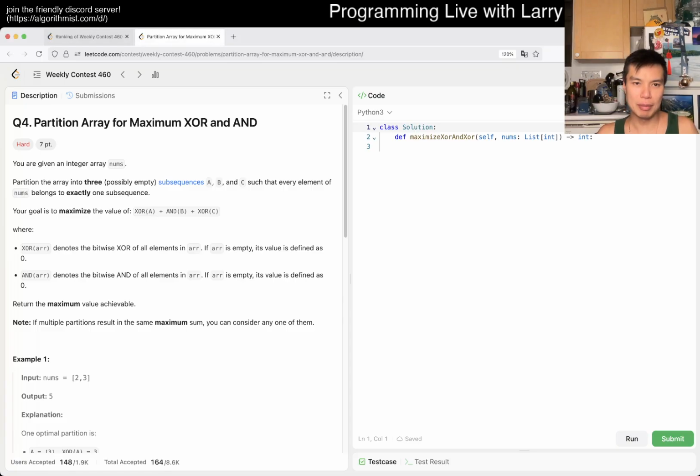Partition array for maximum XOR and AND. Okay. I guess not many people got this one, but all right, let's take a look. So many wrong answers for me. All right, 3 possibly empty subsequences so that each element belongs to 1. Okay, XOR plus AND plus XOR. That's weird. Because there's subsequences, so this thing, the AND sandwich, if you will, is kind of nice.